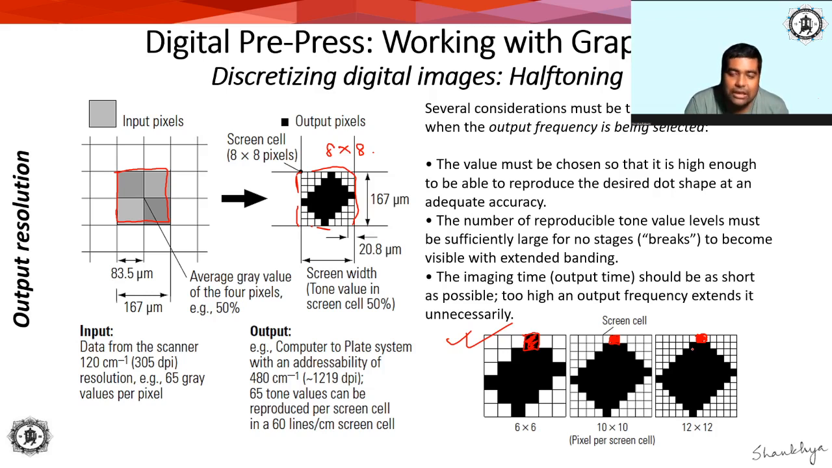Okay. So which CTP do you think will produce higher resolution images? Of course, this one, which has the 12 by 12 screen cell size. Of course, this one.